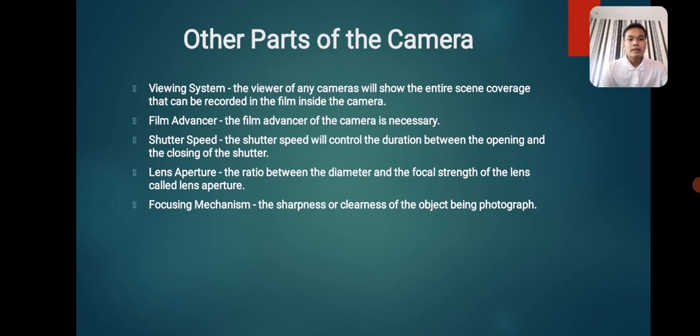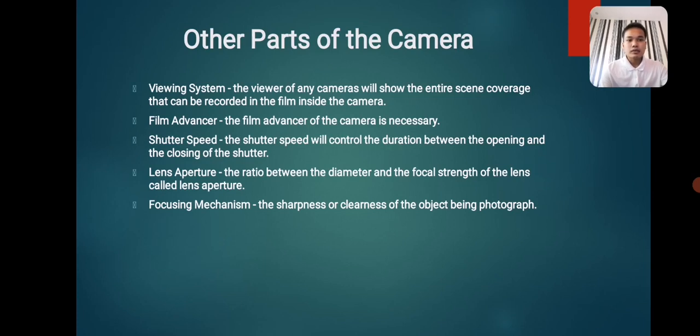Shutter speed. The shutter speed will control the duration between the opening and the closing of the shutter. It will regulate quantity of the light that will reach and affect the film inside the camera.